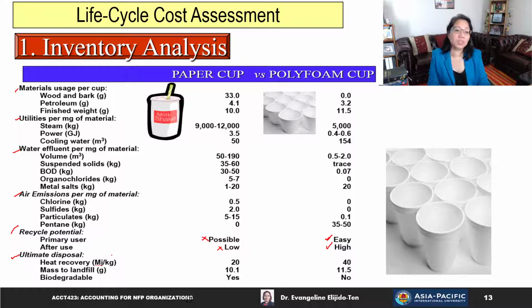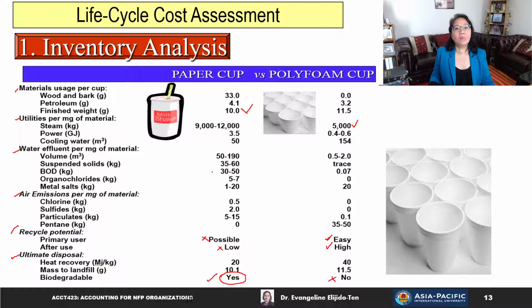But when it comes to ultimate disposal, you will see here that the paper cup is biodegradable, whereas the polyfoam cup isn't. So you will notice here it's the polyfoam cup that's the winner. Here the paper cup is the winner in terms of material usage, and it's not that easy. When we're just looking at the line by line inventory analysis, we can see that paper cup has some advantages, but polyfoam cup also has some advantages in terms of its environmental impact.